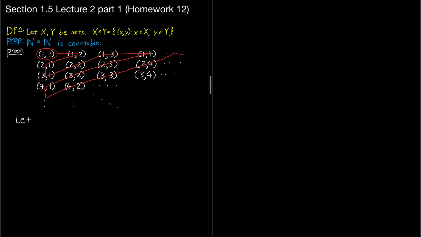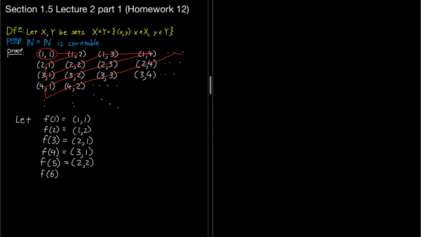So we're going to let f(1) be the pair (1, 1). f(2) is going to be the pair (1, 2). f(3) is (2, 1). f(4) is (3, 1). f(5) is (2, 2). f(6) is (1, 3), and so on.